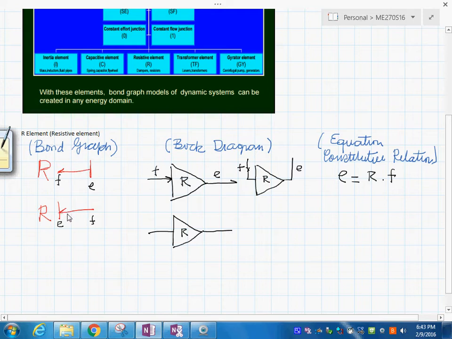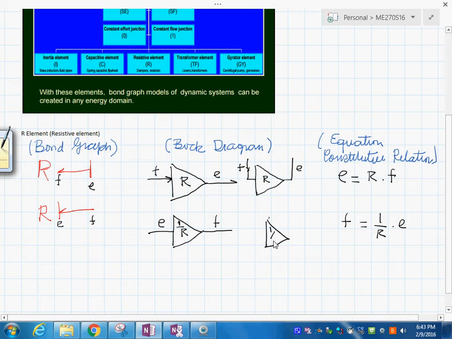And on this other one, you are saying that F is equal to 1 over R times E. So this is 1 over R. And so if you have it like this, it means that the effort is what comes in, but what goes out is the flow, like that. Okay? And this is your constitutive relationship.